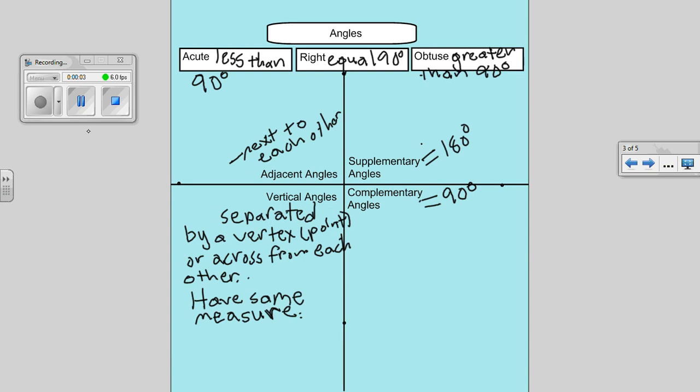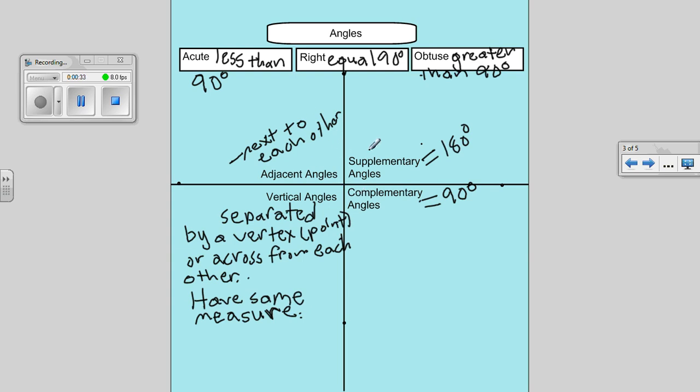Alright guys, today we're talking about different types of angles. The main ones we're going to talk about are the ones in this bottom area right here: supplementary angles, adjacent angles, vertical angles, and complementary angles. I just went ahead and put acute, right, and obtuse because they're a part of this as well. We know acute angles are less than 90 degrees, right angles equal 90 degrees, and obtuse angles are greater than 90 degrees. Adjacent angles are angles that are right next to each other.